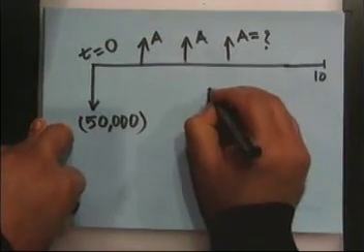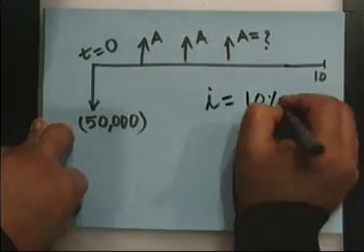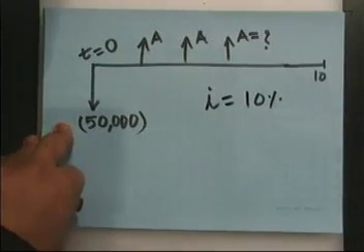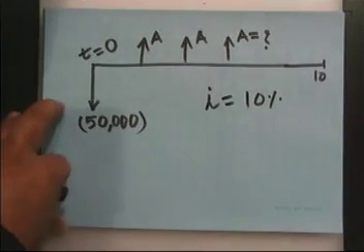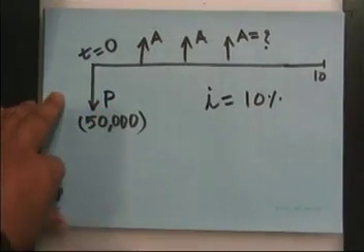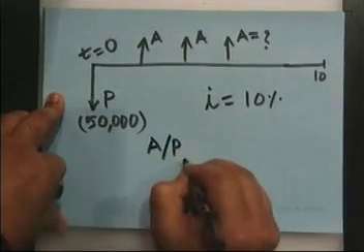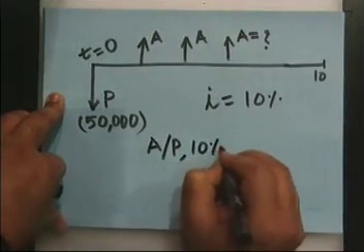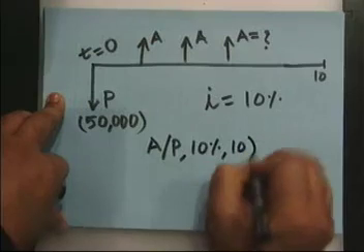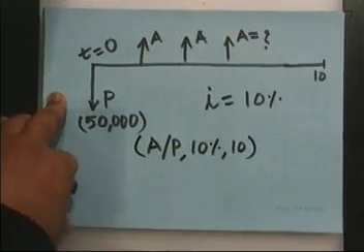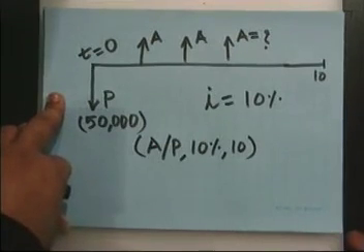Here again I assume i is equal to 10%. So, which factor should I use? P is known to me. I will be using A given P for an interest rate of 10% for a period 10, and here again I have two options. Either I use the interest factor table given in the textbook, or I use the formula which has already been told to you.